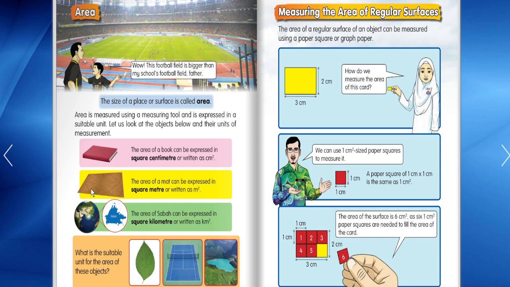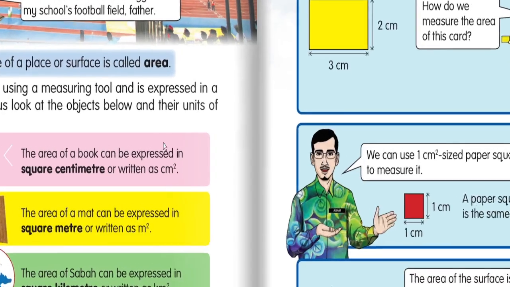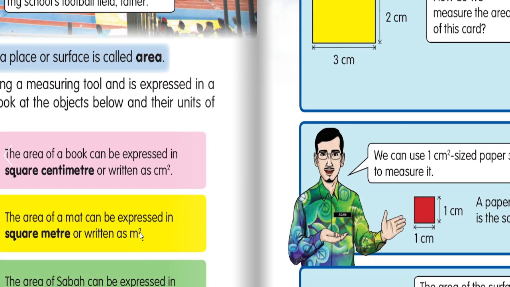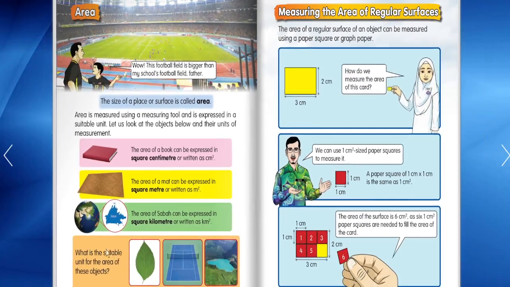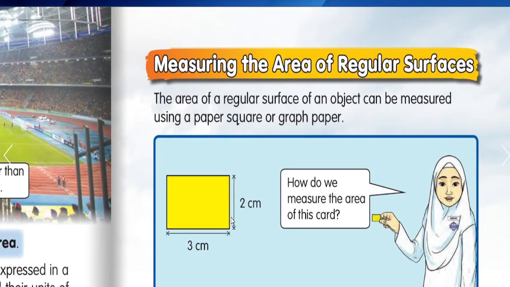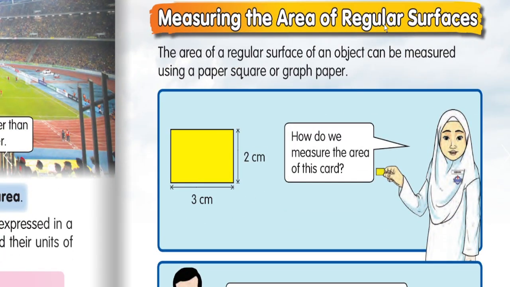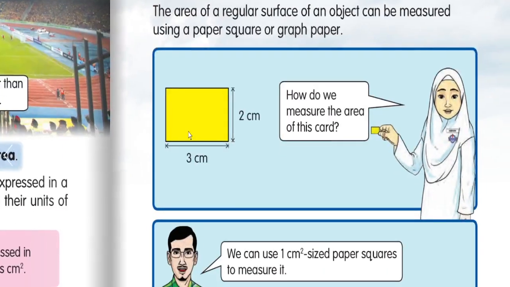The area of a mat can be expressed in square meter, and this is how we represent it: meter with a tiny 2 at the top, which is called square. Then the area on a map of a country or city can be expressed in square kilometer. So for smaller objects we use smaller units. Now, measuring the area of regular surfaces like a rectangle or square.